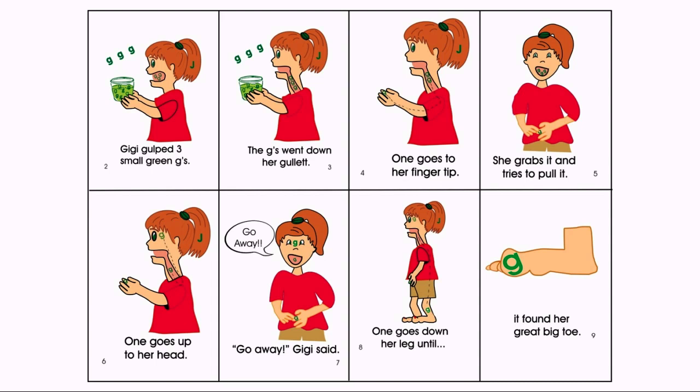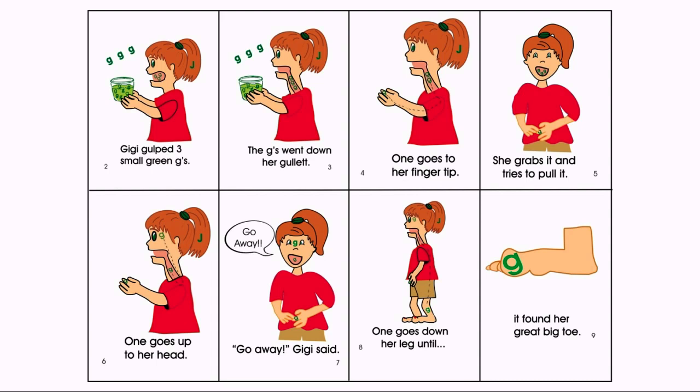One goes up to her head. So you can see, you can trace the G that used to be in her throat, and now it's gone up to her head. You can see the one in her fingertip, and you can see that the second one went up to her head. Go away, Gigi said. So we can talk about speech bubbles and make children aware that when people are talking in a book, it can be shown by these speech bubbles. And you can see the words go away.